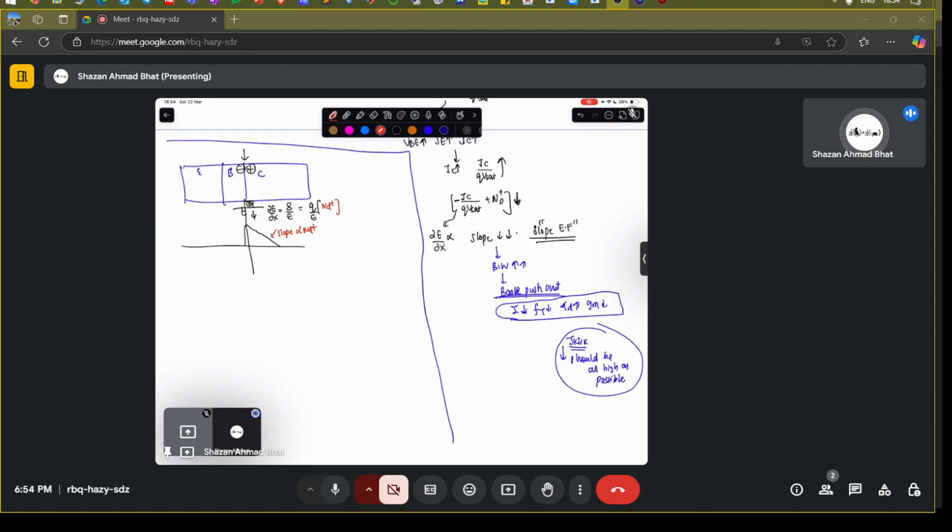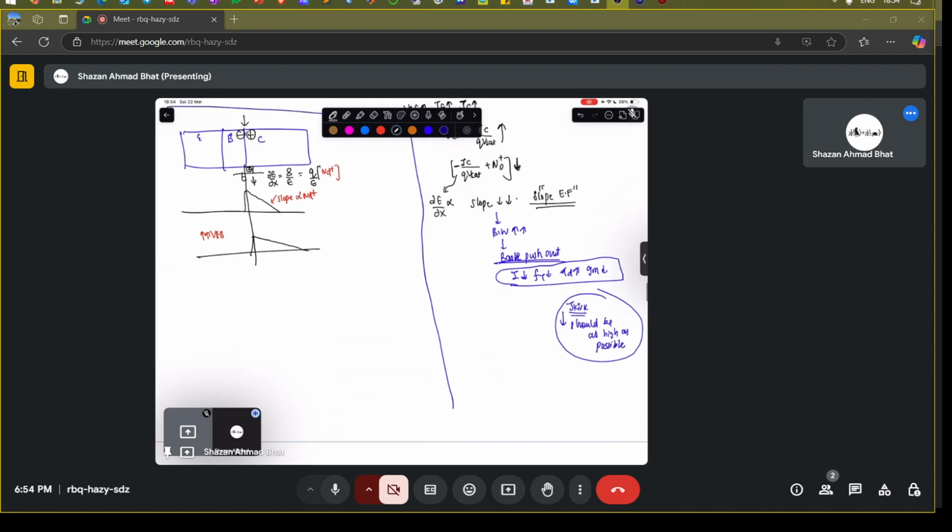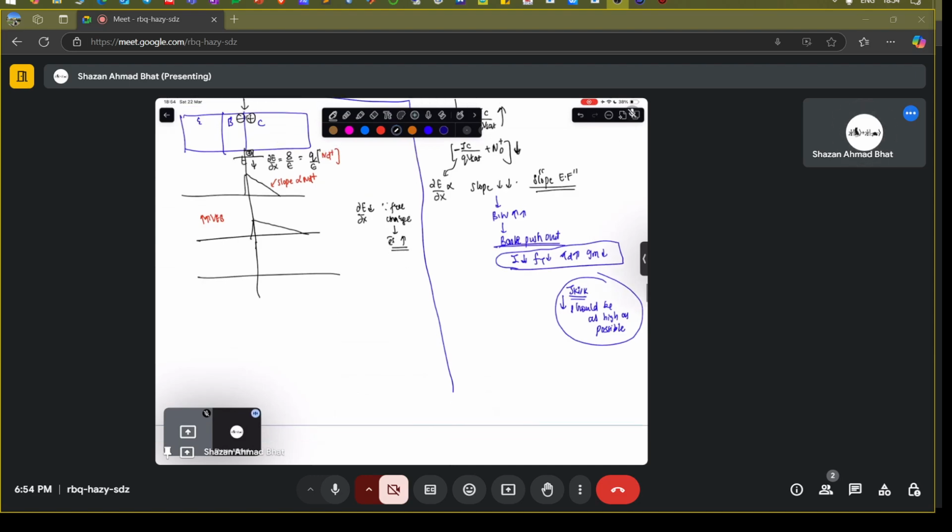Now as you go on increasing the V_EB, there will be free charges coming in. Now what is going to happen is that this slope is going to increase. Rather, the slope is going to reduce. dE/dx is going to reduce because free charges, which are the electrons, are going to increase. And because of the negative sign, the slope is going to reduce. So it's going to look something like this.